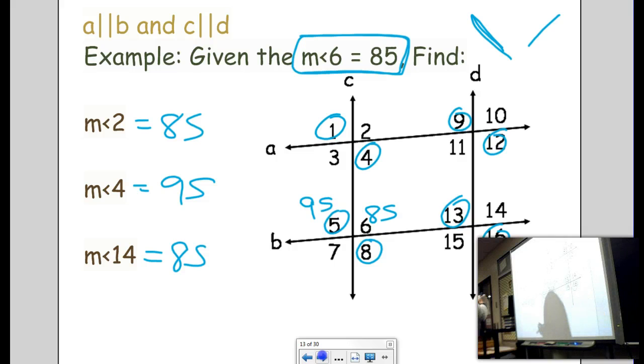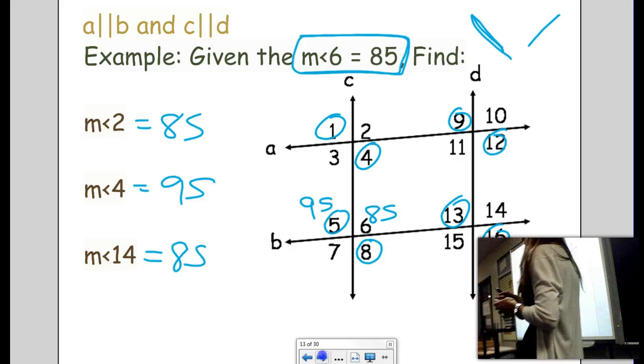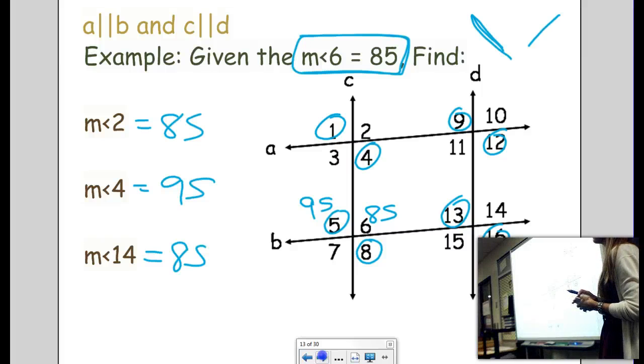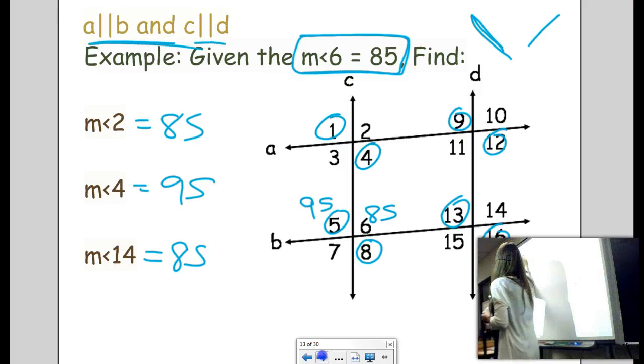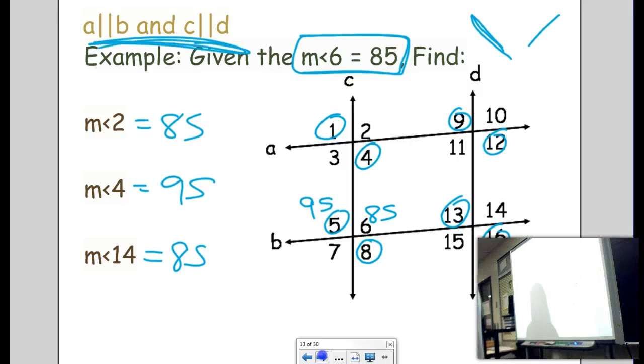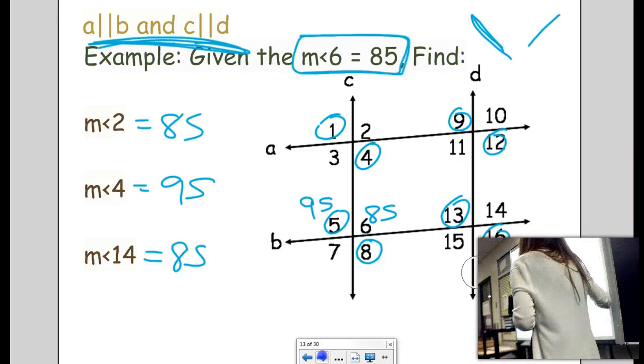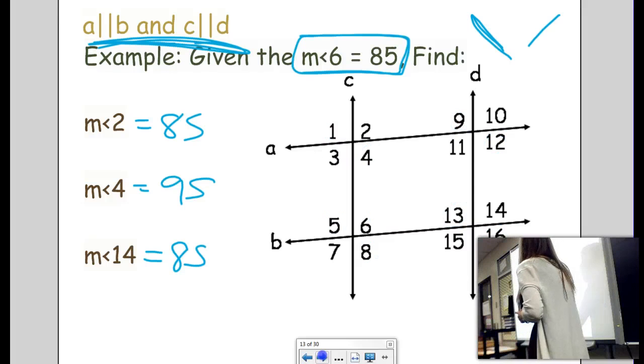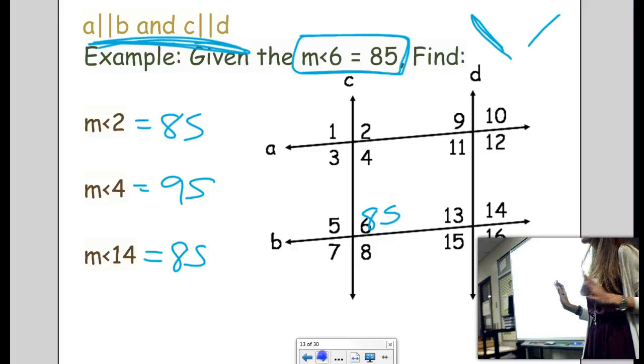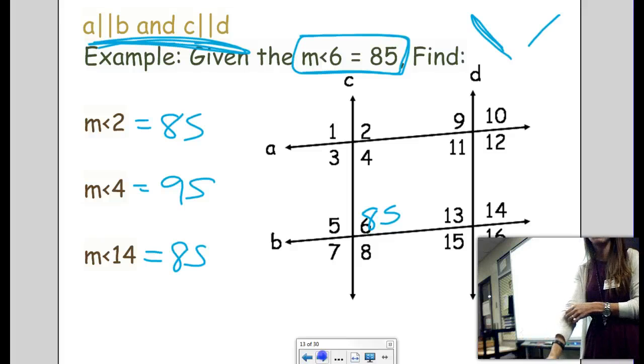Josh, when is the only time that my circle trick works? When the lines are parallel. If this wasn't written up here, then we could not solve this problem, not even close. Actually, this is a good follow-up question. If they weren't parallel, and we still knew angle 6 was 85, we know that that's 85, but these are not parallel. How many angles could we solve for?